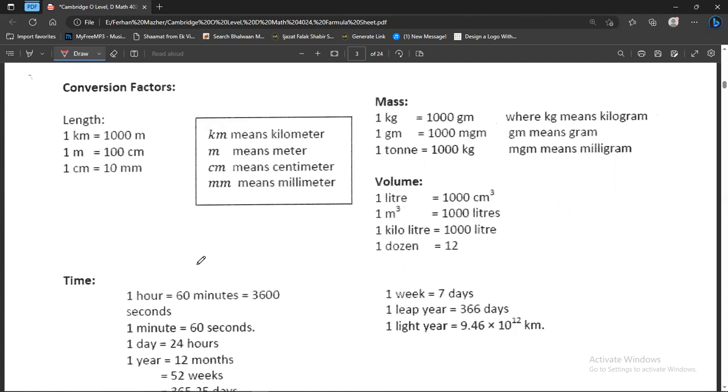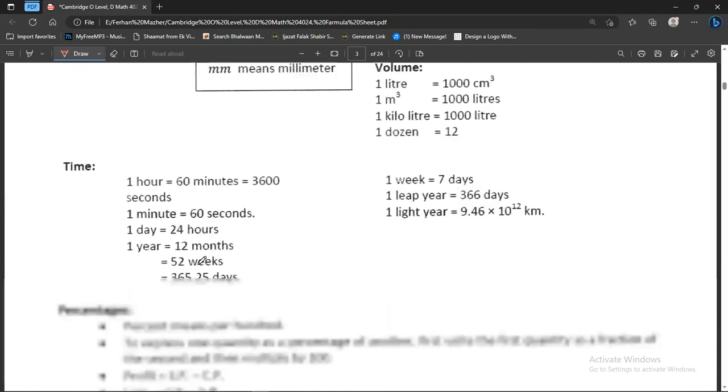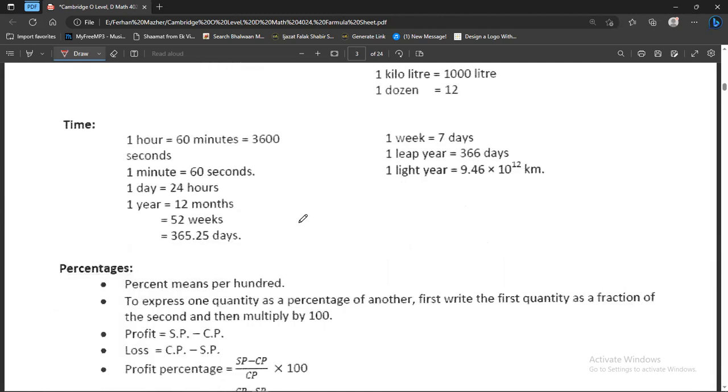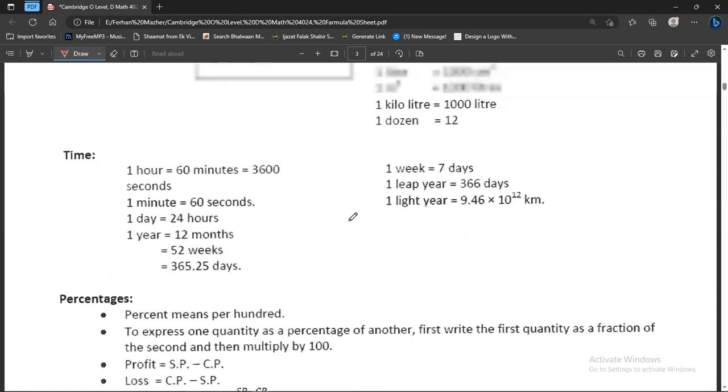Okay, so for the time, 1 hour has 60 minutes, which is equal to 3600 seconds. In 1 hour, there are 3600 seconds. In 1 minute, there are 60 seconds. In 1 day, there are 24 hours. In 1 year, there are 12 months, 52 weeks, 365.25 days. This is a very important conversion.